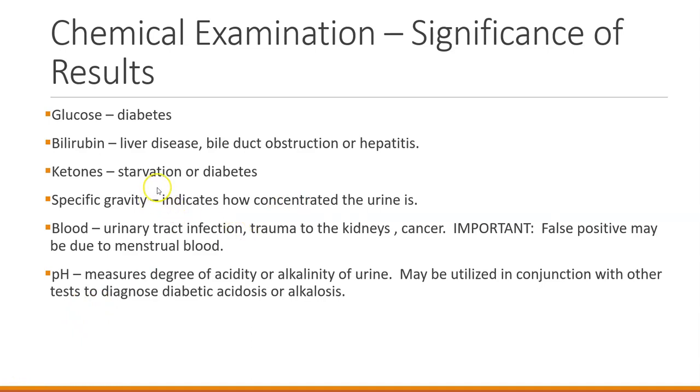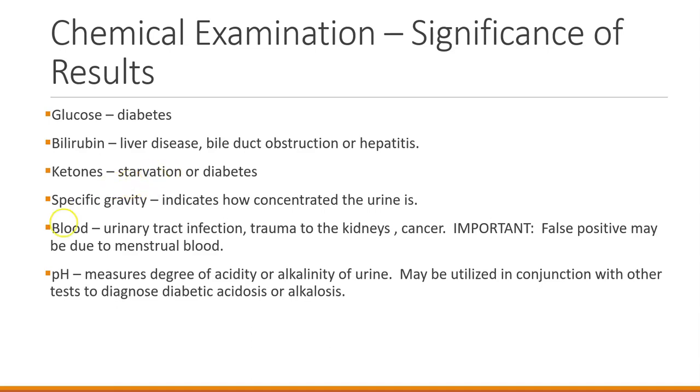Ketones can indicate starvation or diabetes. So you get a little 2-year-old child come in, they've had nonstop vomiting and diarrhea. They may have positive ketones because they can't keep anything down. They're starving, and ketones is a byproduct of fat metabolism. Or ketones could indicate diabetes. Diabetics cannot use glucose for energy, so the body thinks they're starving, so they'll also start breaking down the fats.